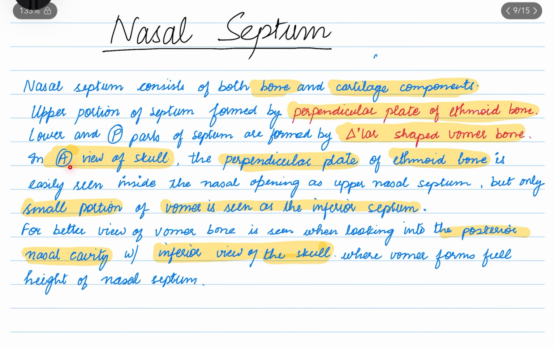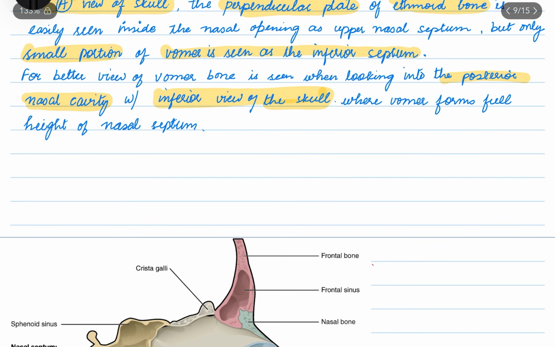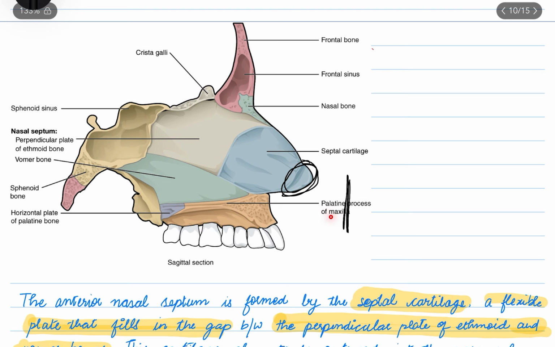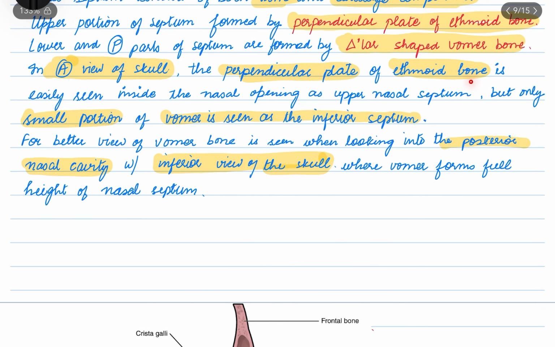In anterior view of the skull, the perpendicular plate of the ethmoid bone is easily seen inside the nasal opening as the upper nasal septum. If we are viewing from the anterior side, we can easily see this, but only a small portion of the vomer is seen in the inferior septum.